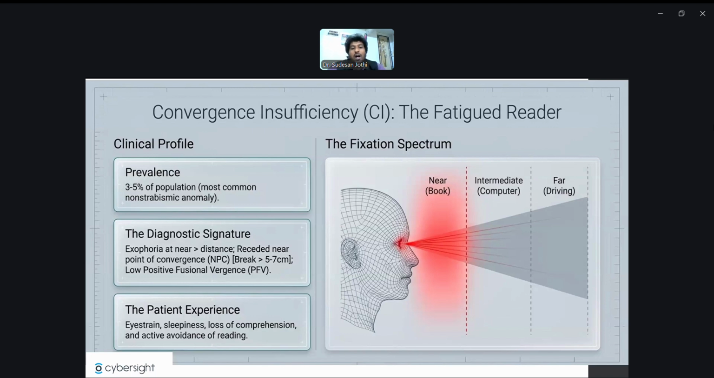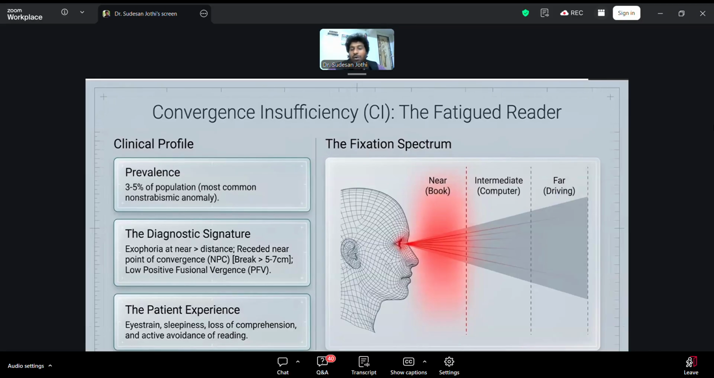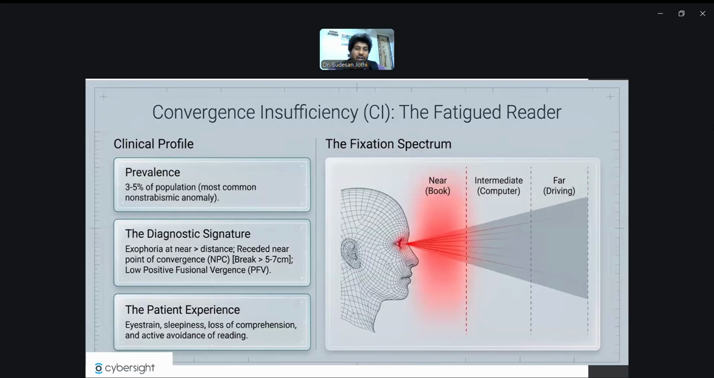Let's now discuss the most common binocular anomaly, which is convergence insufficiency. It is characterized by greater exophoria at near. You all know that a remote NPC is found and reduced PFV, positive fusional vergence. These patients experience eye strain, headaches, and poor reading concentration, and often avoid prolonged near work because of the visual discomfort.